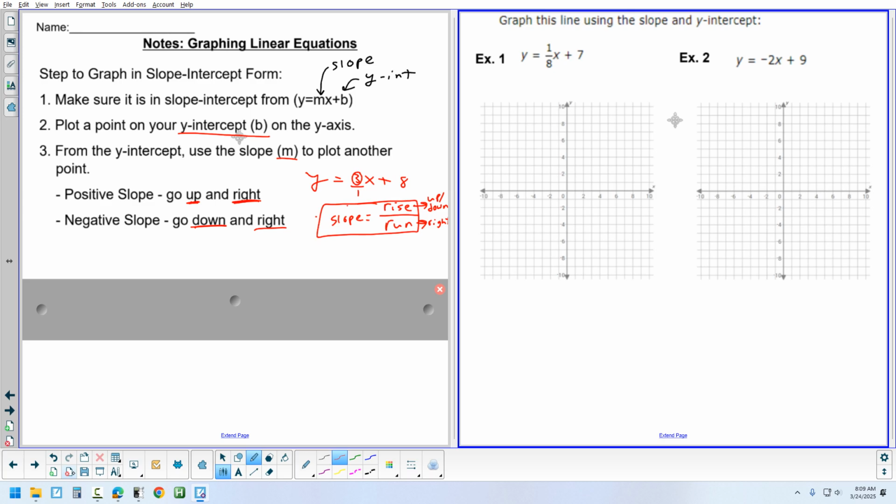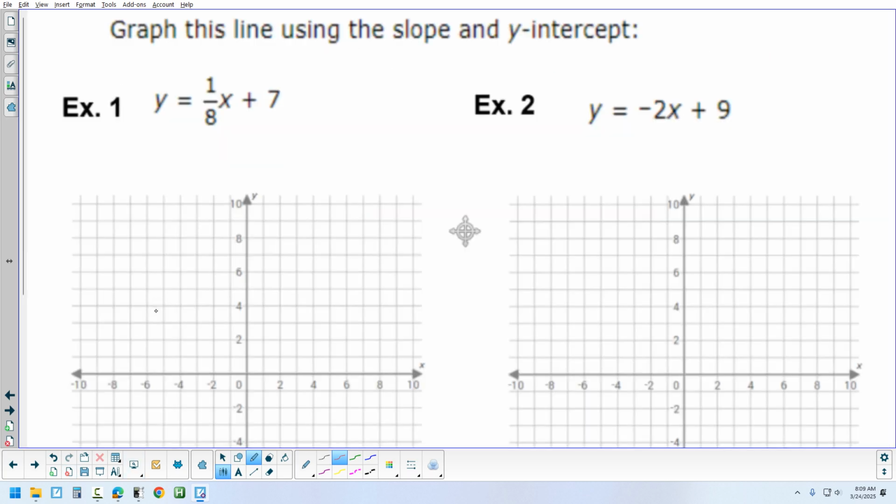All right, so first one. It says graph the line using the slope and the y-intercept. All right. Let's look at example 1. Okay, first number I want to look at there is the y-intercept. What is the y-intercept in example 1? Yep. 7. So we're going to put a point on the number 7 on the y-axis. How do I get to 7 on the y-axis? What direction do I go? Yep. Up. How many? 7. Up 7. Yeah. So we're going to put a dot on 7. Okay, so that's the first step.